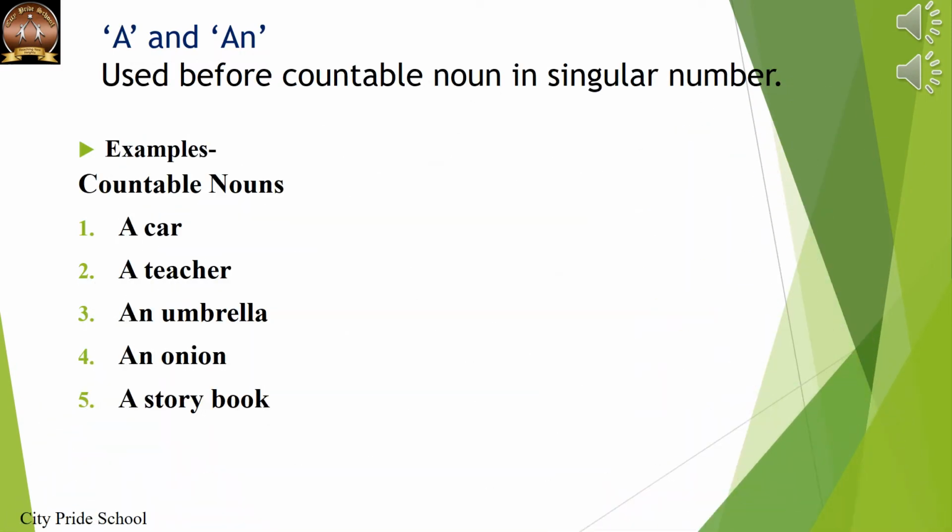Next rule is a and an are used with countable and singular nouns. We say a noun is countable if we can count it: 1, 2, 3, 4, etc. All these nouns on the screen are countable nouns. So when we talk about one car, one teacher, one umbrella, we use a or an.